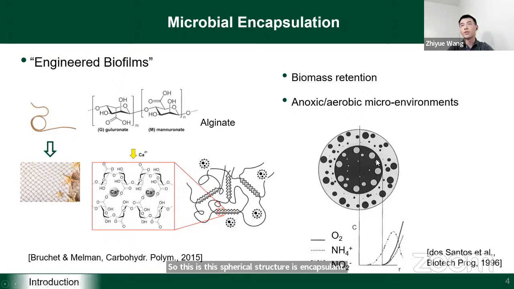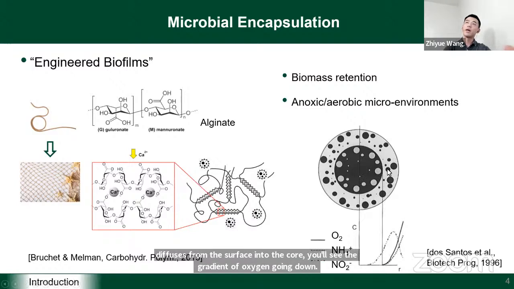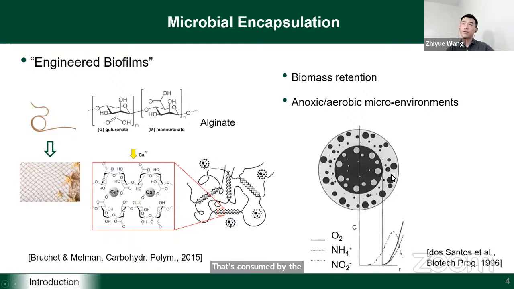And when oxygen diffuses from the surface into the core, you will see the gradient of oxygen going down, consumed by the aerobic bacteria near the surface that convert ammonia to nitrite. And then you see a co-occurring decrease of ammonia and increase in nitrite. In this region, you will be able to enrich for either anammox bacteria or denitrifiers that use nitrite as their electron acceptor.